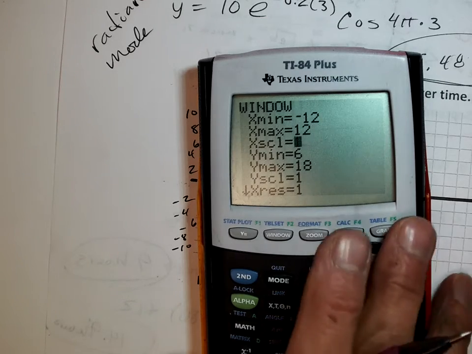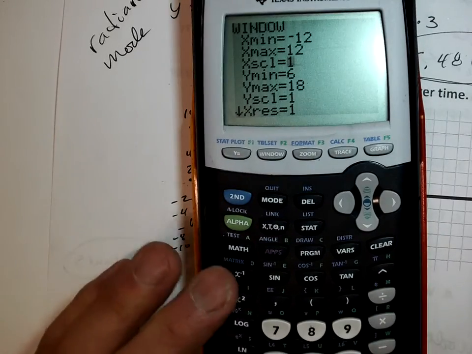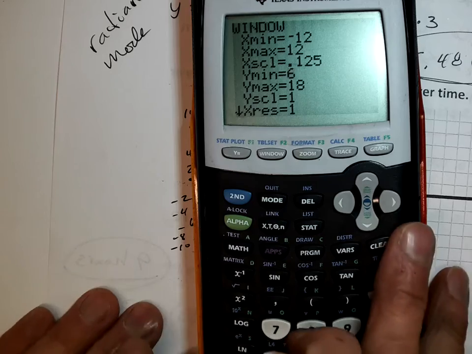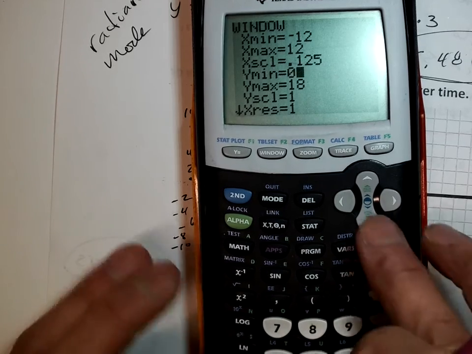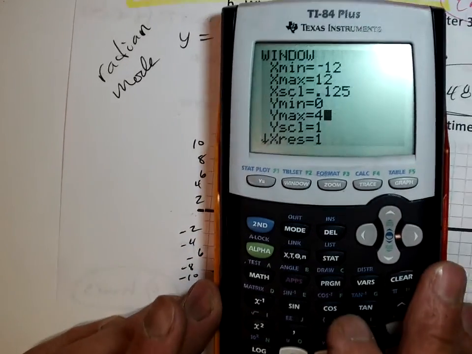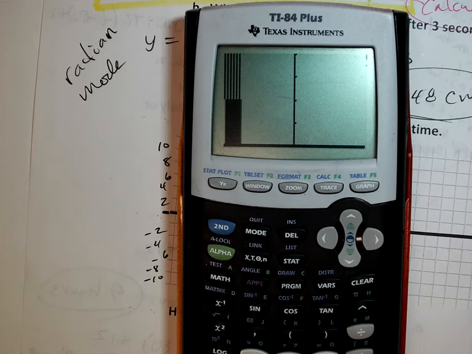Scales by, I'm going to go scales by 1/8 of a second. My x min 0 to, let's go 4 seconds, all right? Graph. Oh, and something's terribly wrong. Something's terribly wrong, but I'll fix it in a second.